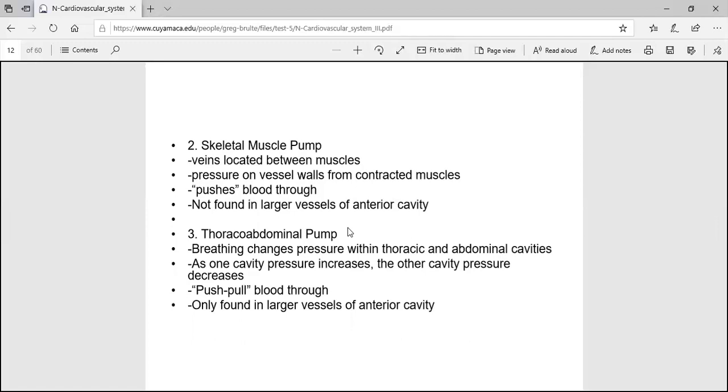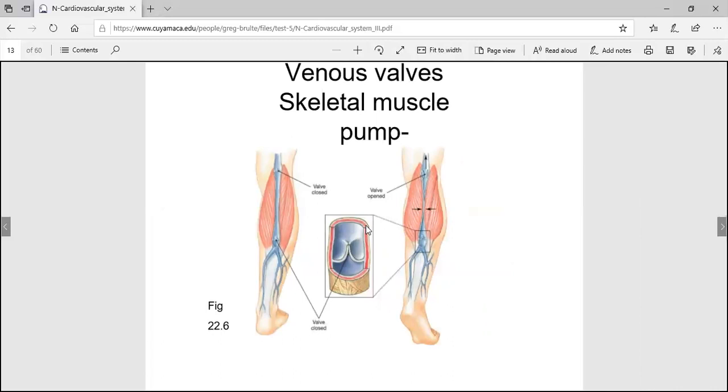Now, do lymphatics, which is our last lecture, on the lymphatic vessels, do you have these same mechanisms in effect? Yes, they have valves. The big ones do. The skeletal muscle pump works on them, and the thoracoabdominal pump does too. In addition, the lymphatics have an extra thing. The great big lymphatic vessels can contract on their own, and so that also pushes fluid towards the heart.